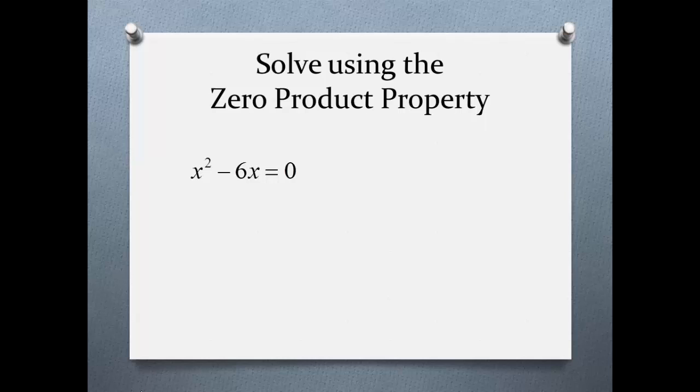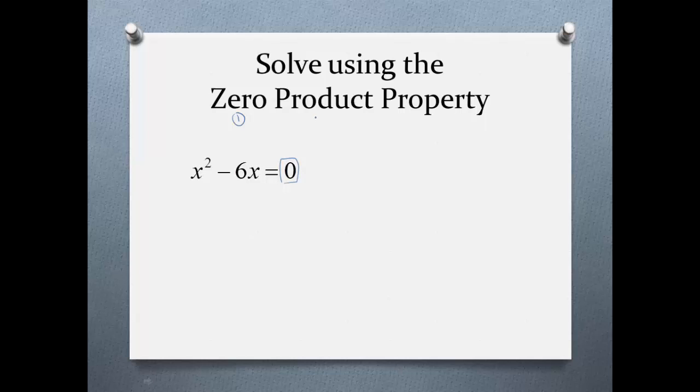So this is the equation from the first slide that said x squared minus 6x equals 0. The thing that's nice about the zero product property is it actually tells you in the name the steps that you're supposed to take to solve the problem. The first thing we're supposed to do is make the equation equal 0, because then I'm going to be able to use the property. Well, this one is already equal to 0, so I'm done with that step.